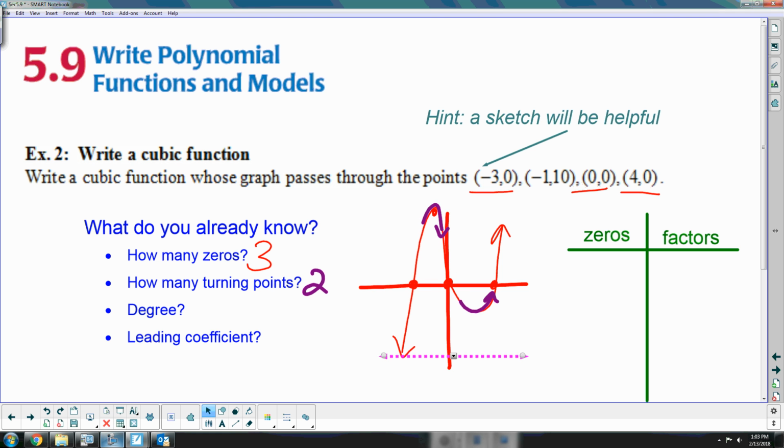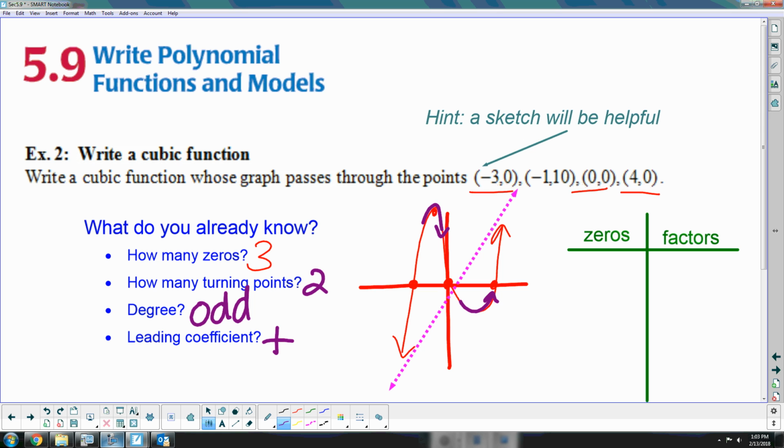Actually, this is the end behavior. So it resembles a line. The end behavior resembles a line with a positive slope. So the degree is odd, and the leading coefficient is positive. So that's what we already know.